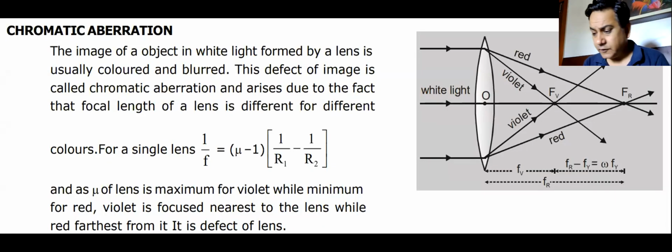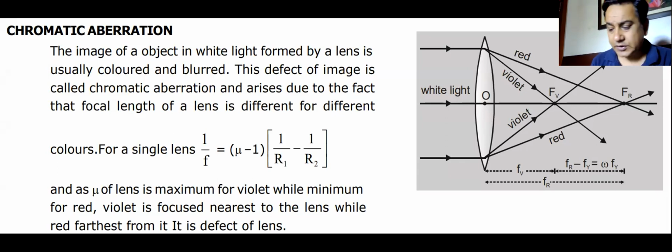Okay. So in today's class, we start with the next topic, and the next topic is a smaller one. And I've seen questions of this topic come, and most of the students are not able to attempt it because they have not gone through these small, simple things. So we will start with this, and the heading is chromatic aberration.